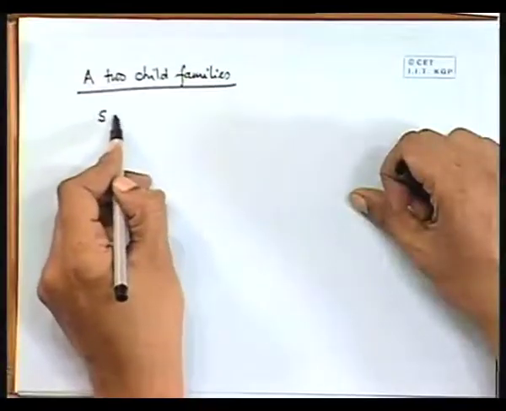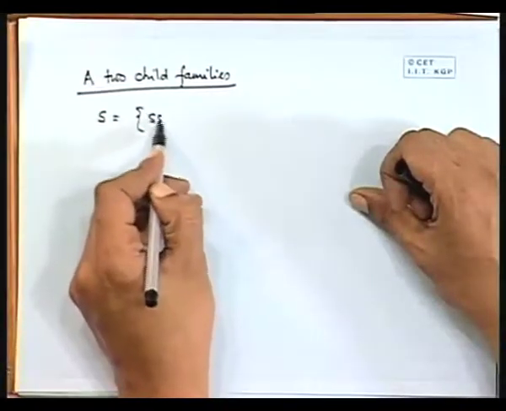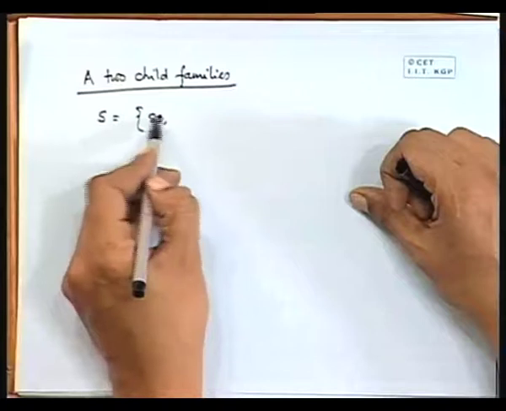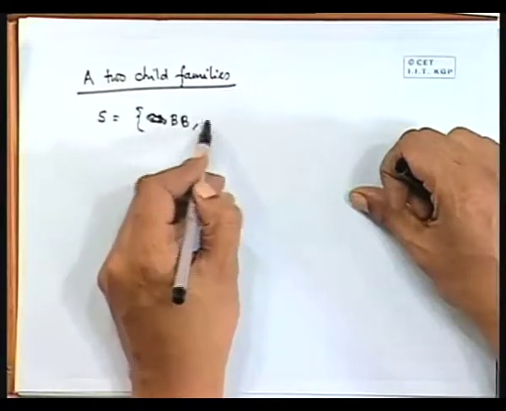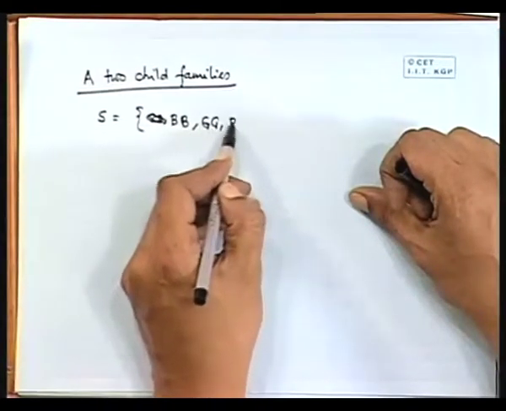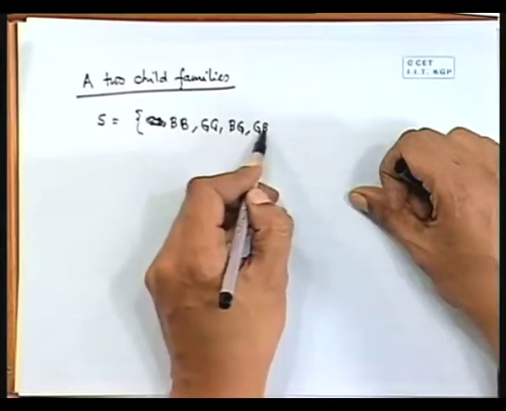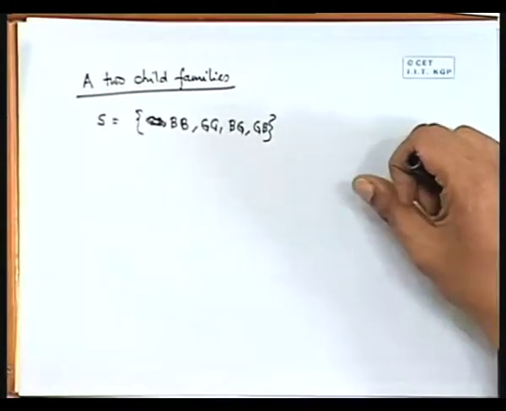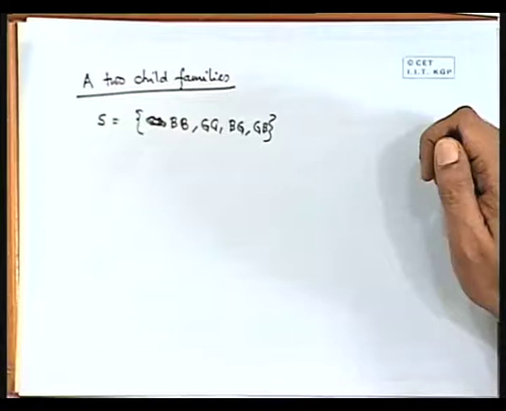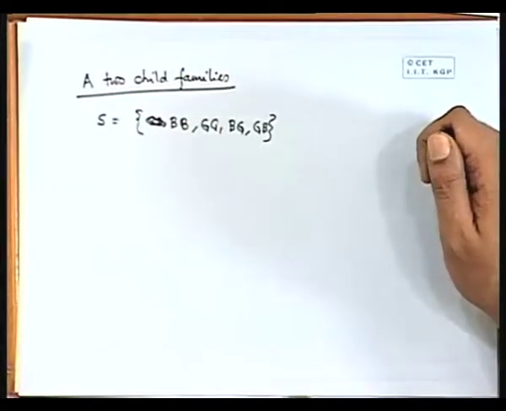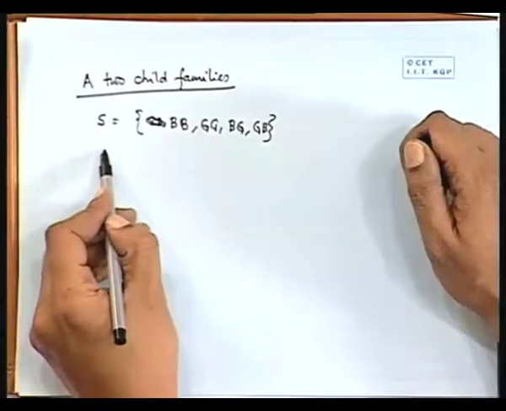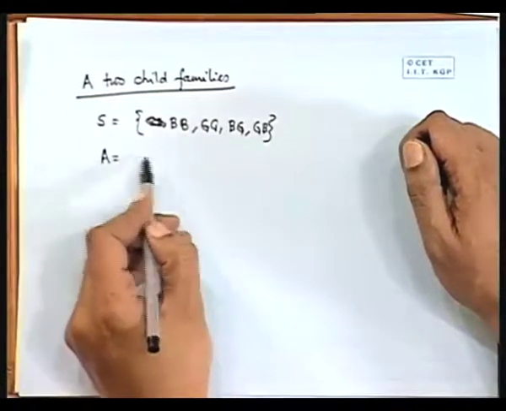Right? So, obviously, because what is my sample space? It is BB, GG, BG and GB. These are the events that can occur. Now, of this, what is A? A is GG.